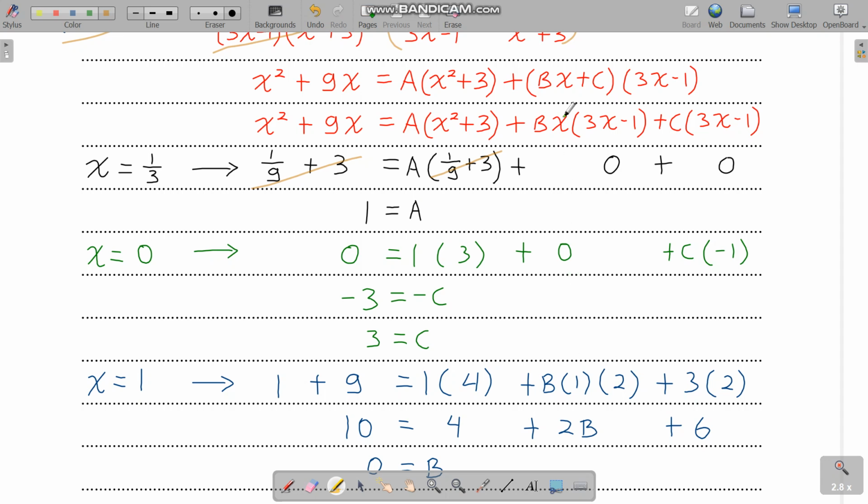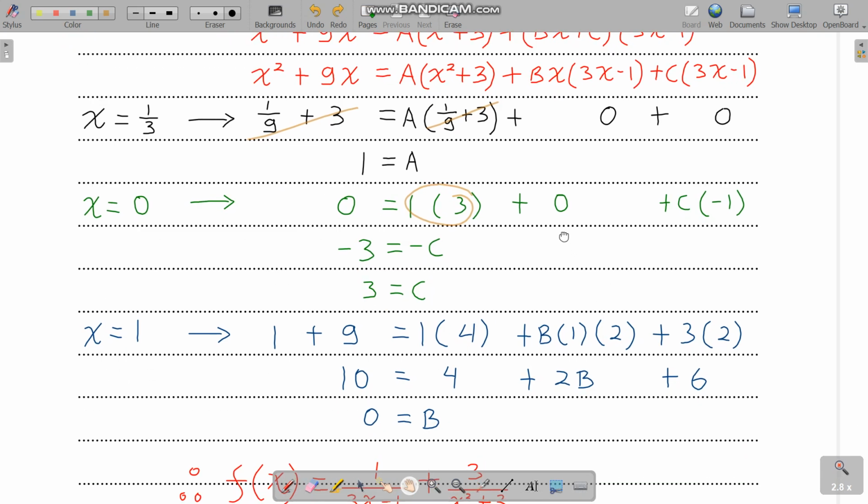And since we have this x here, we can also use x equals 0. We plug in 0, this will be 0, and here we will get 3 times a. We already know a is 1. We plug in 0, we get 0, and here we plug in 0, we get 3 times 0 minus 1, which is minus 1. So we can find the value of c. So this is 3, minus 3 on the left, divide by minus 1, we get c equals 3.